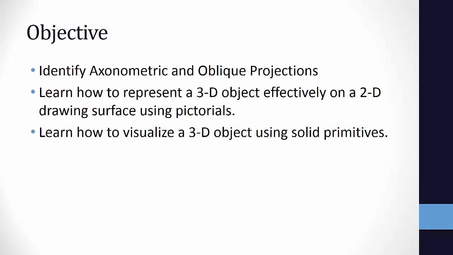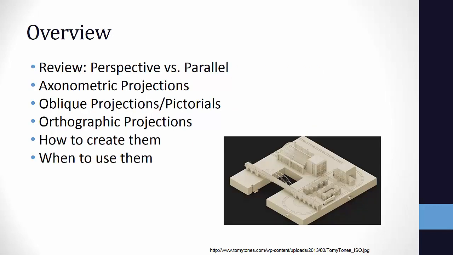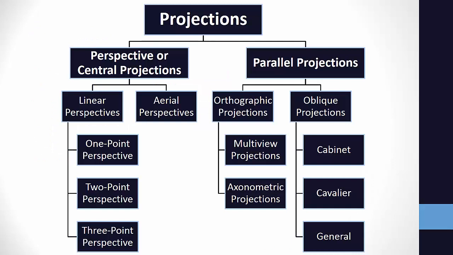The objective for the lecture will be to identify axonometric and oblique projections, learn how to represent a three-dimensional object effectively on a two-dimensional drawing surface using pictorials, and learn how to visualize a three-dimensional object using solid primitives. In general, we will be reviewing perspective versus parallel visualization. We will detail axonometric as well as oblique projections. We will talk about how we use them and how to create them, and where they can be found in our 3D modeling software.